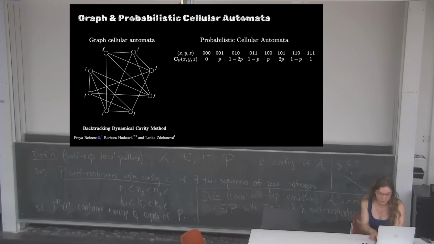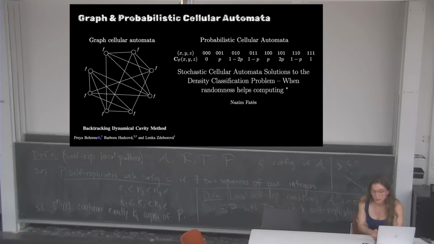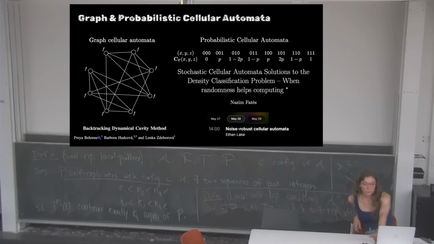Just to mention one very interesting result by Nazim Fatès: if we study binary cellular automata that classify whether there was a majority of zeros or ones in the initial configuration by just converging to either all zeros or all ones, and if we only limit ourselves to one-dimensional binary deterministic cellular automata, it has been proven that no such CA can successfully compute this problem. But if we randomize them, we can solve this problem with arbitrary precision. So in some sense, the randomness can even aid with certain types of computations.